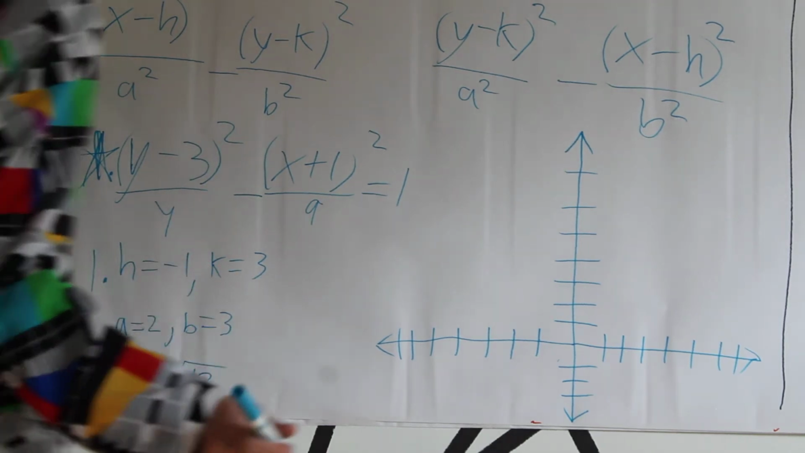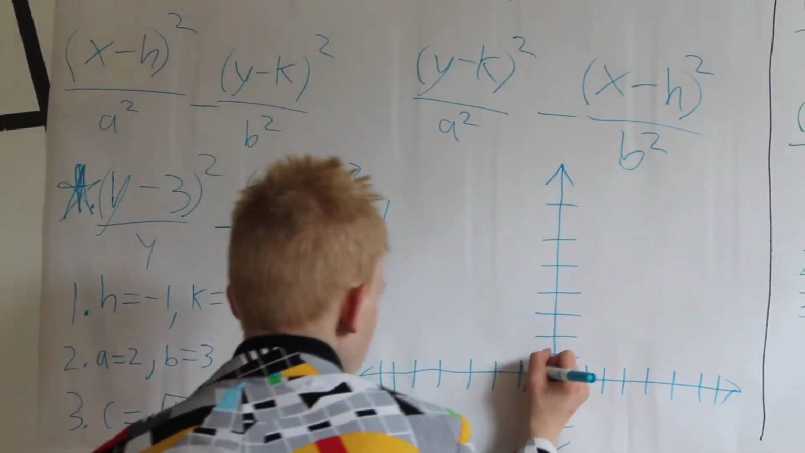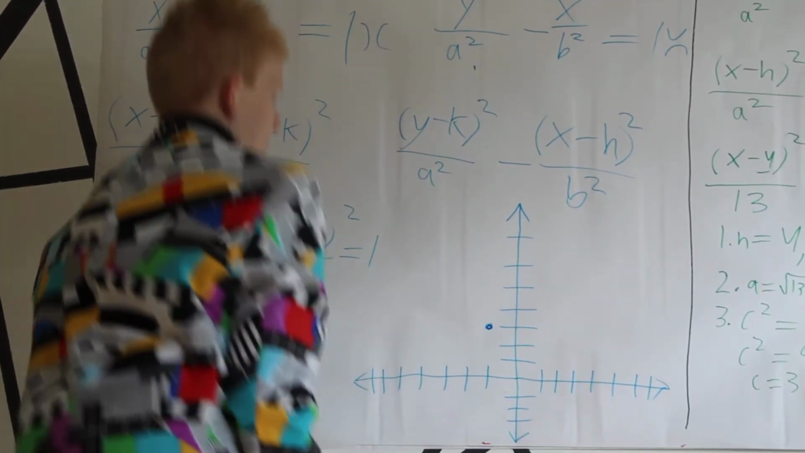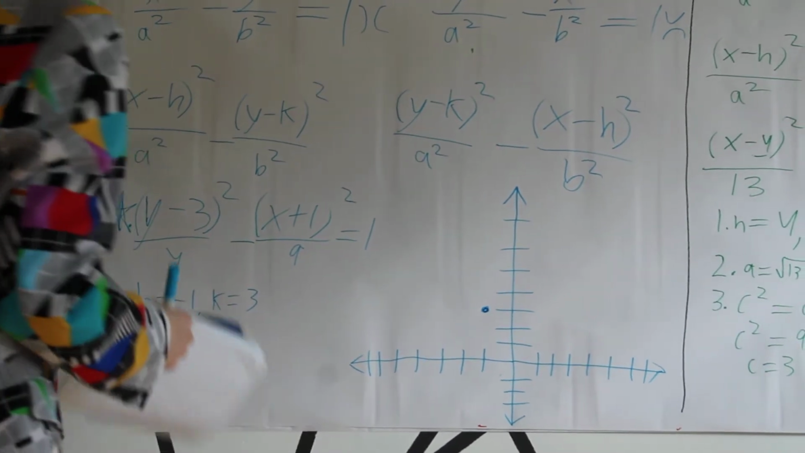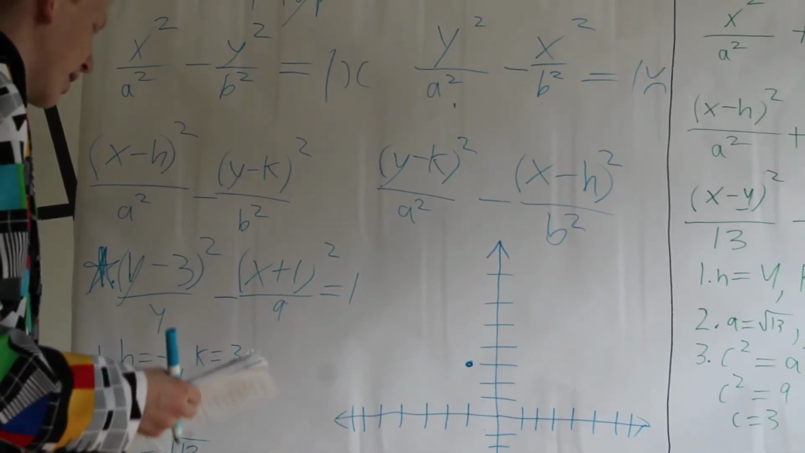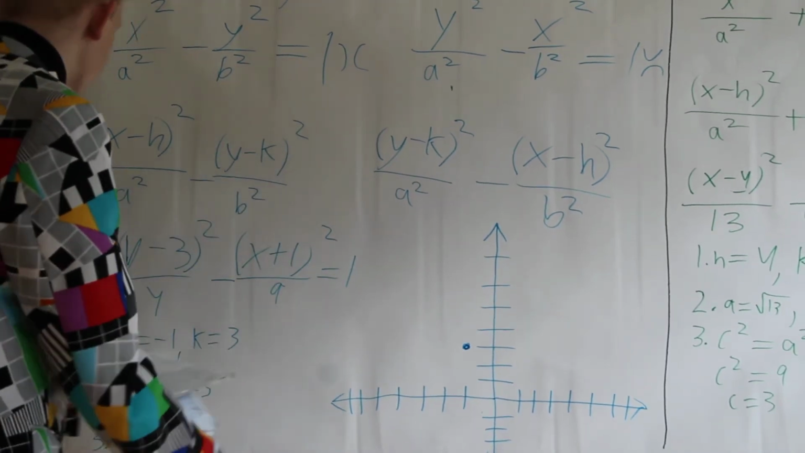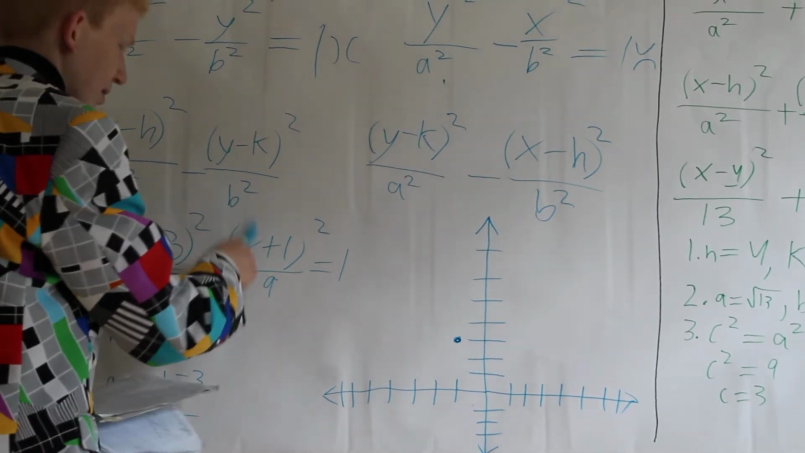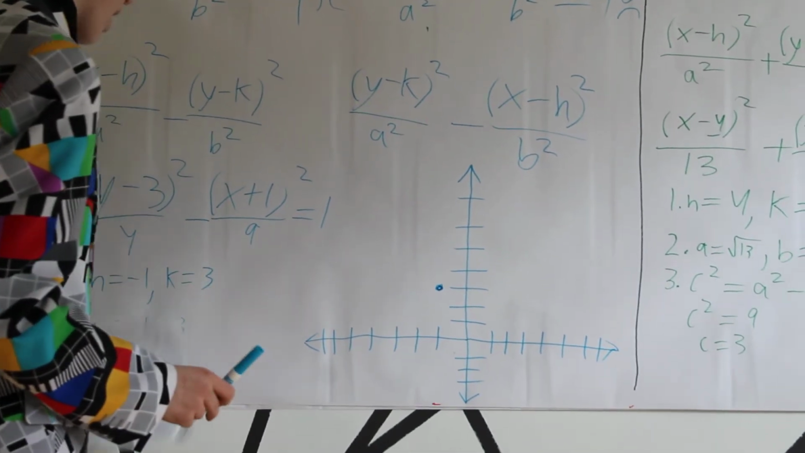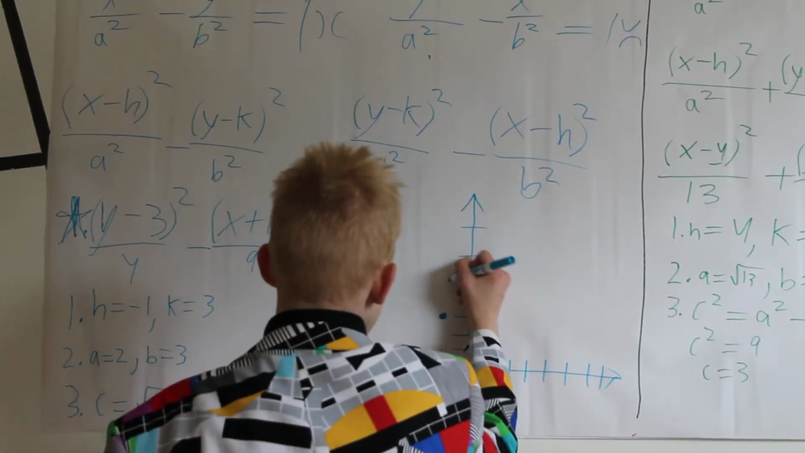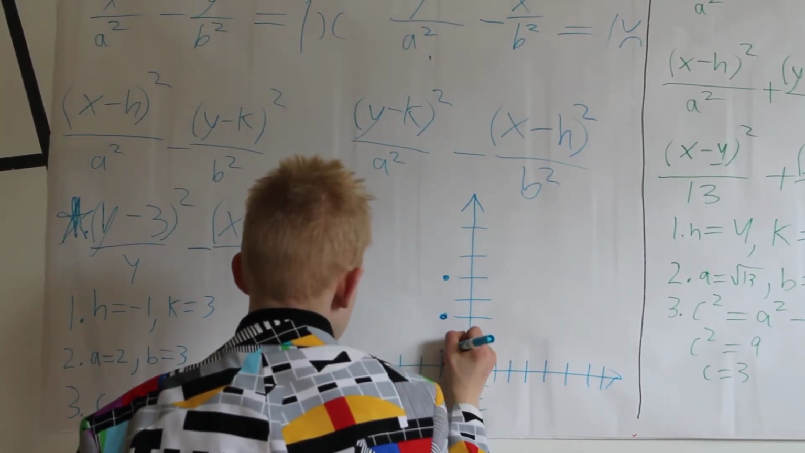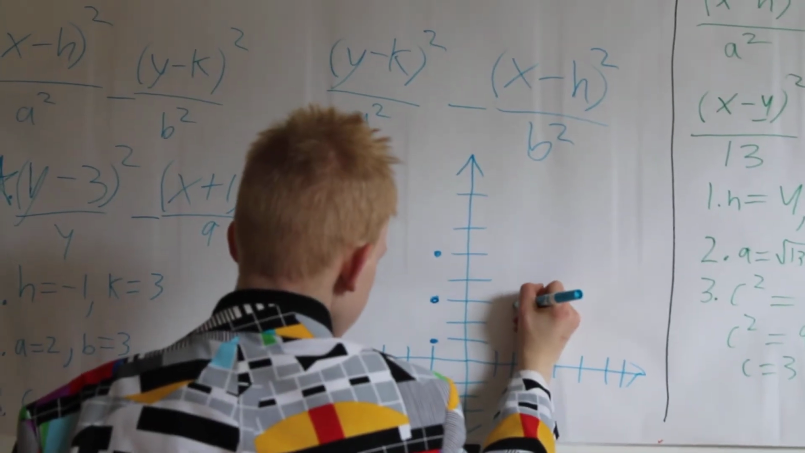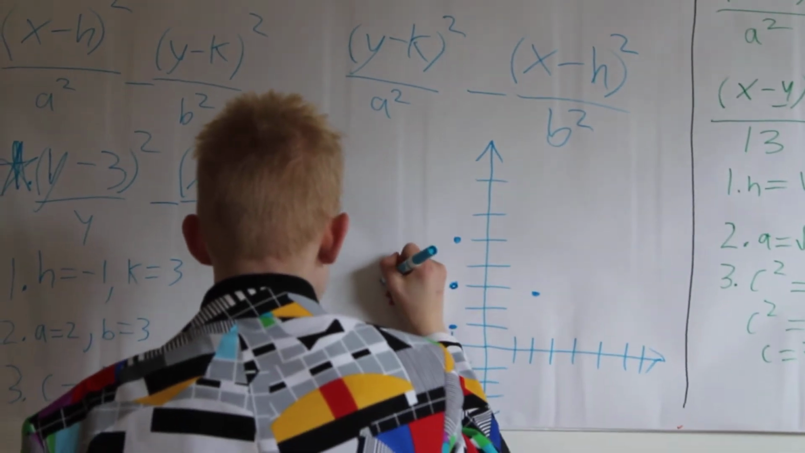We're going to graph -1, 3, which is our center. This is going to be right here. Then we would like to graph our a's and our b's. Just like for the ellipse, you're just going to be counting over. A is up and down because A is under the y, and B is side to side because it's under the x. So A is going up 2 and down 2. And B is going to be over 3 and over 3.